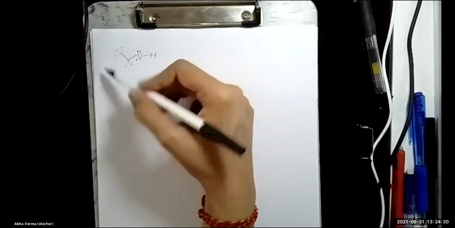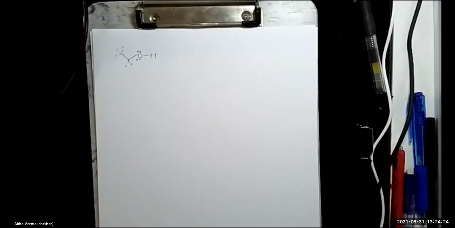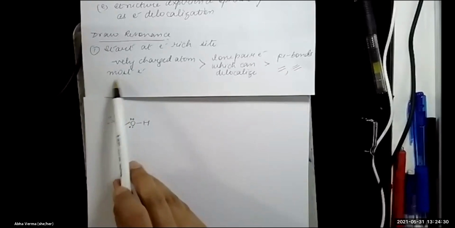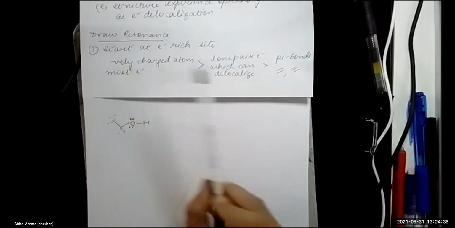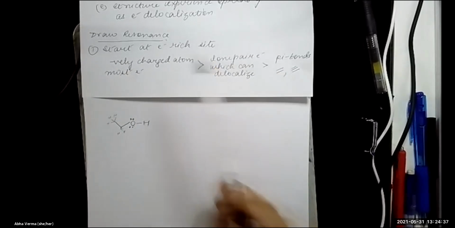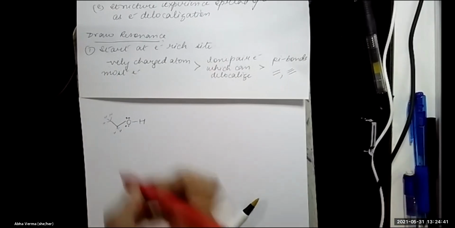Among this structure, where is the source of electrons? So if you look back, there. Very good. If you look at all the sources of electrons that we might have, we can have a negatively charged atom, we can have a lone pair, or we can have a pi bond. Who is the source of electrons here? Oxygen. Very good.